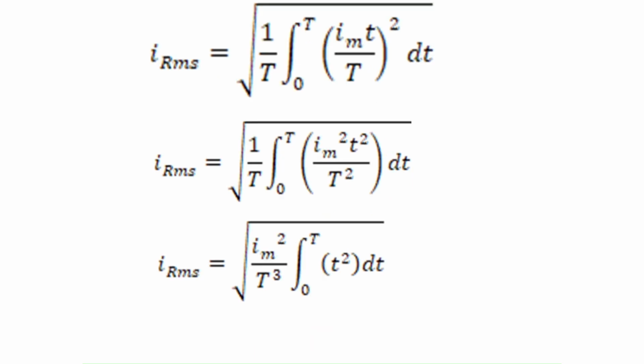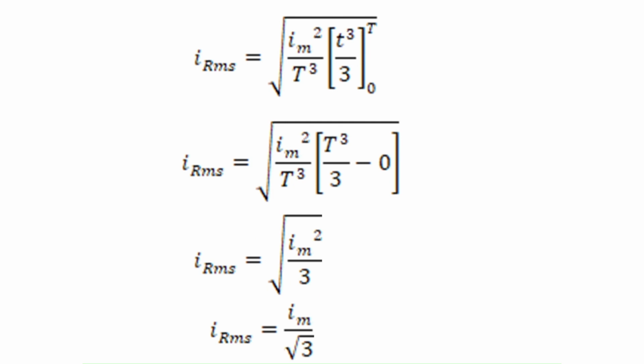Coming to the RMS value, root mean square value, IRMS equals under root of 1 by T integral 0 to T i of t whole square dt. This function i of t equals Im into small t by capital T, whole square, into dt. We can bring that Im square outside, then we can write IRMS equals under root of Im square by T cube integral of 0 to T small t square dt. Integration of small t square is t cube by 3. By substituting the limits 0 to capital T, we can find IRMS equals under root of Im square by 3, which is IRMS equals Im by root 3.